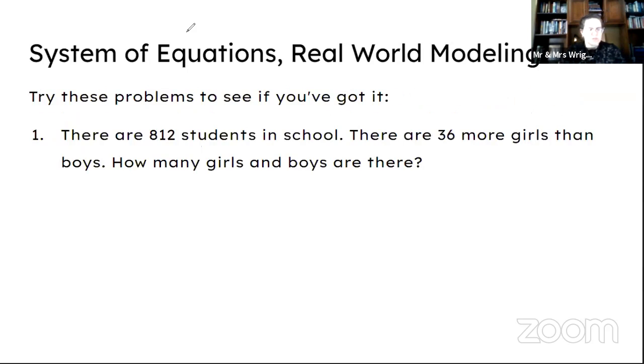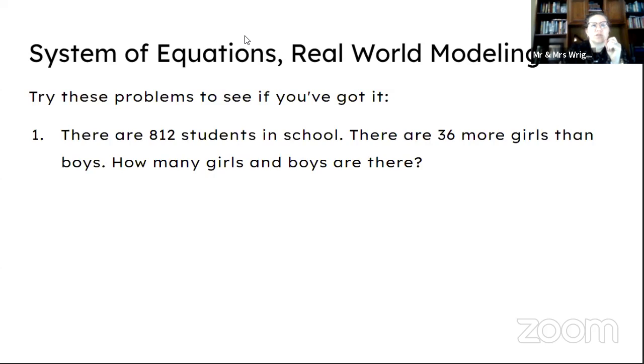All right, so I've got, I think, just 3 more problems in this lesson here. And then you get to go try it for yourself on an assignment. So let's go over one more together before I ask you to pause. There are 812 students in a school, and there are 36 more girls than boys. So how many girls and boys are there?